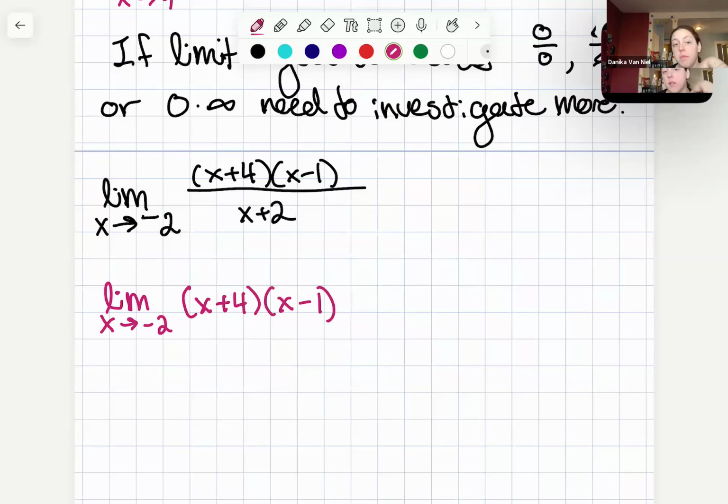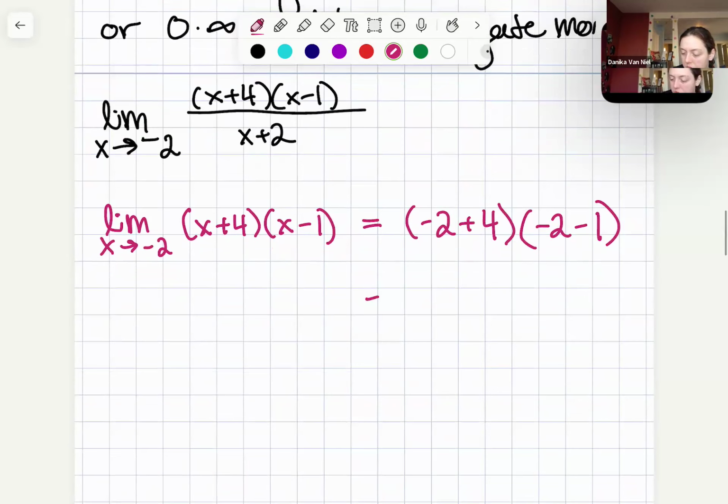So this one, I'm personally fine when it's a multiplication of two polynomials, especially these tiny polynomials. I'm fine with you not showing that both of them exist. You can just rewrite it as -2 plus 4 times -2 minus 1, and then we have 2 times -3 plus -6.